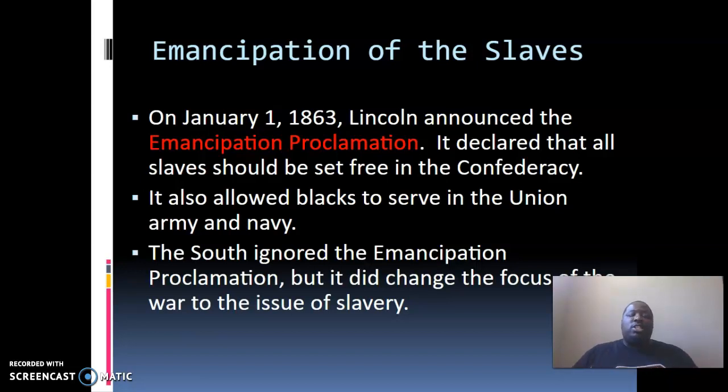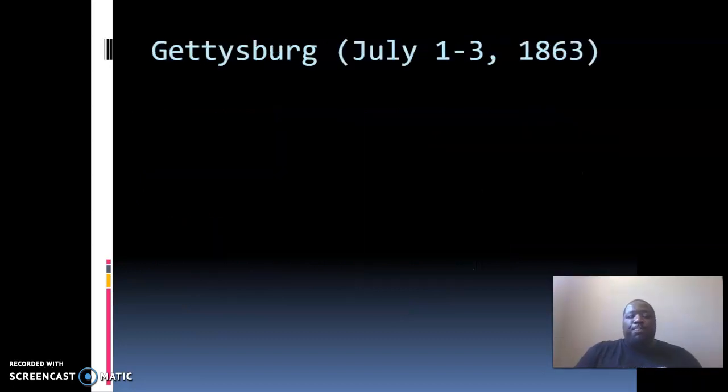So when this proclamation went out into the land, it was declared legal because technically the Confederacy had basically seceded without permission. They left the country without permission, but that doesn't mean that the power and the authority is no longer with the president to speak over what happens in the entire United States. Now, of course, the South did ignore the Emancipation Proclamation, but it did really shift the focus to the issue of slavery for the Civil War.